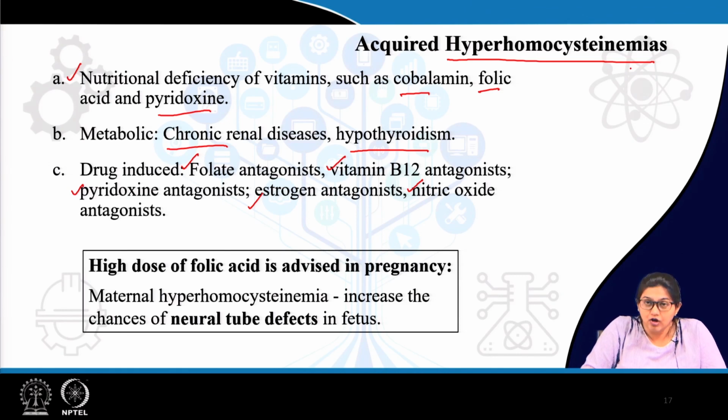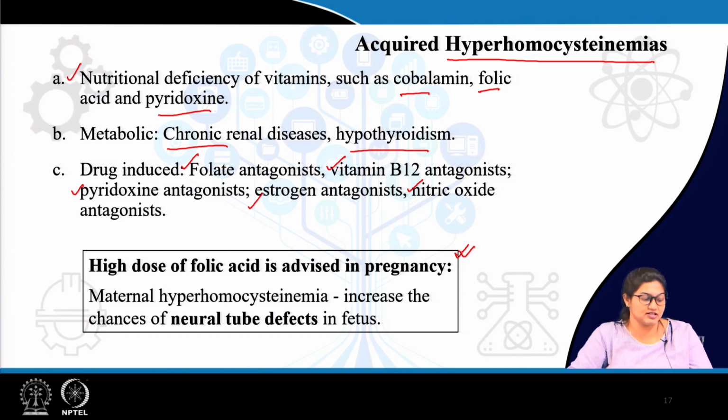Now, remember, hyperhomocysteinemia of maternal pattern can give rise to neural tube defects in the fetus. So, a very high dose of folic acid is advised in pregnancy. So, this is one important question, why high dose of folic acid is advised in pregnancy, because maternal hyperhomocysteinemia can affect the fetus causing neural tube defects.